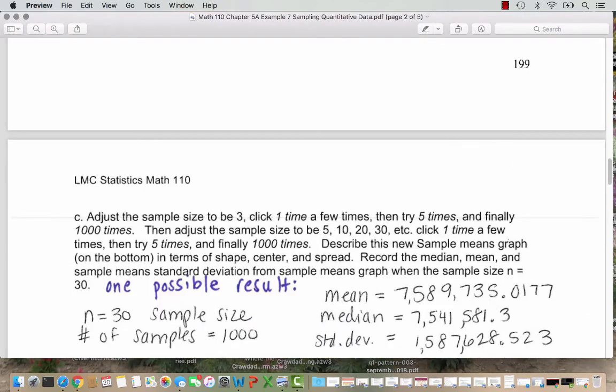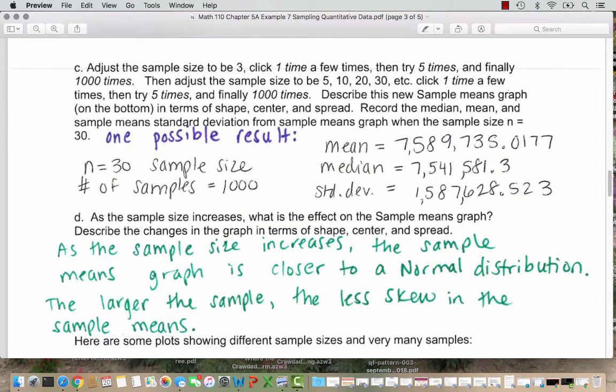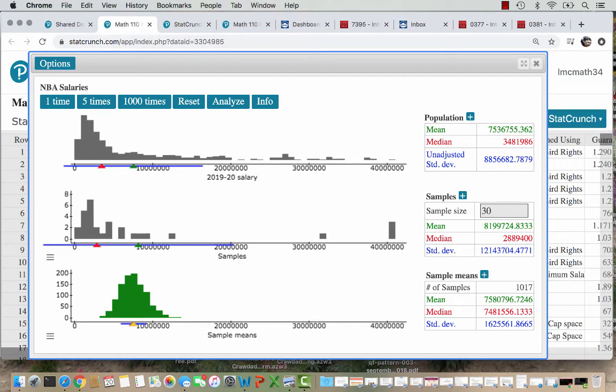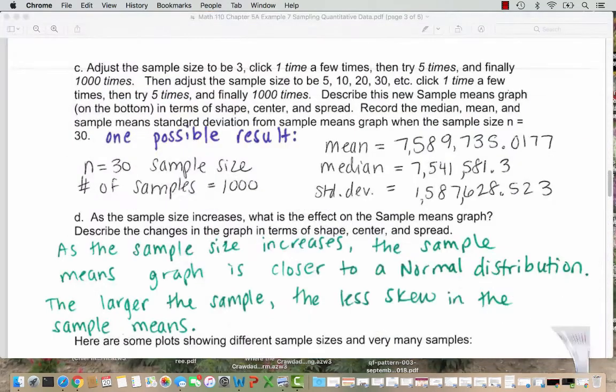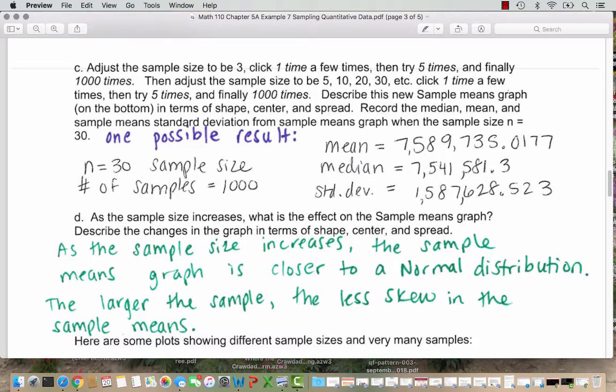So we see different screenshots of what we've worked through. And then here we are at question C, where we want to write down a result from the 30 sample size. Now, I wrote this down earlier the last time I did the simulation, so you can see my mean of 7,589,735 is a little bit different than what I just got in StatCrunch, but not too far off, right? The mean that I got in StatCrunch just now with the simulation is 7,580,796. So every random sample is going to give us a different mean, but because we're doing a sample size 30 and we're doing it many times, we don't expect too much variability in our calculations for the mean.